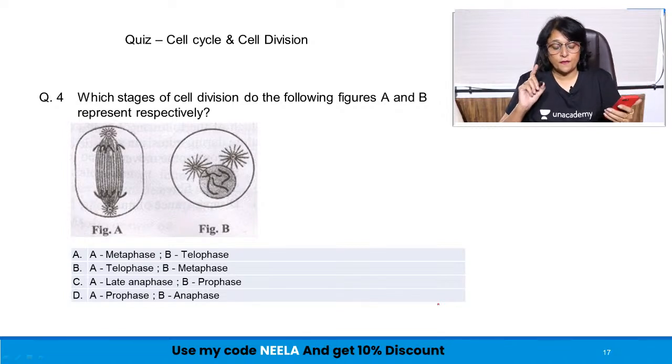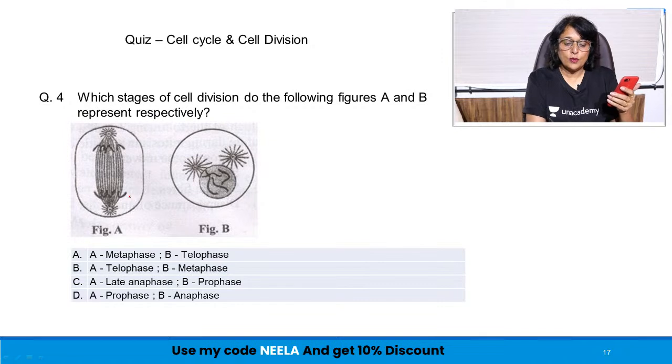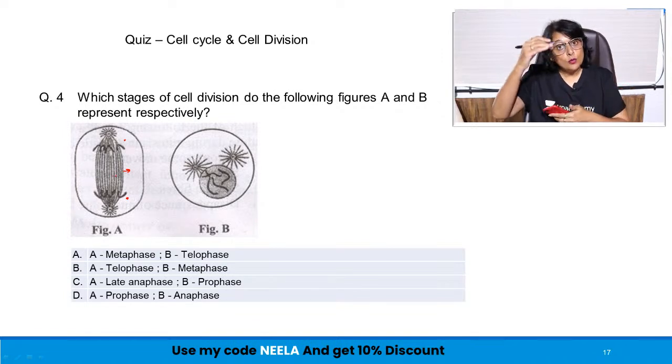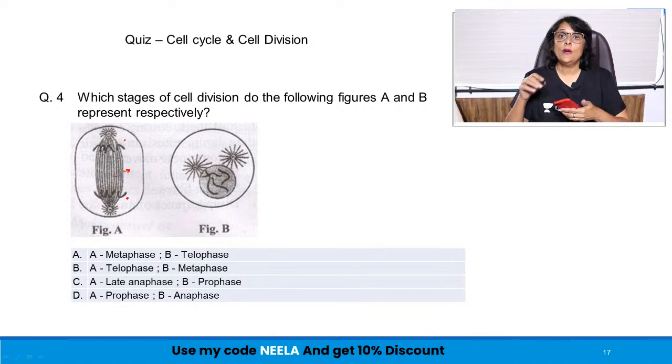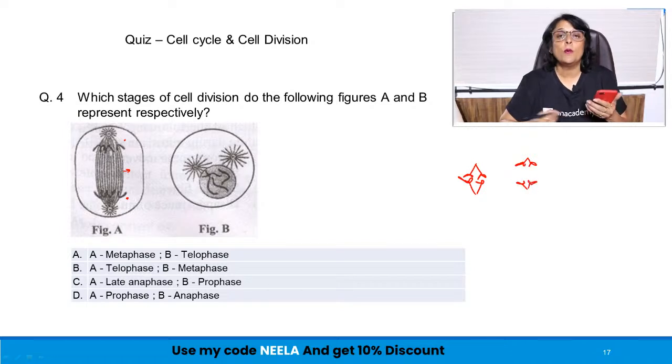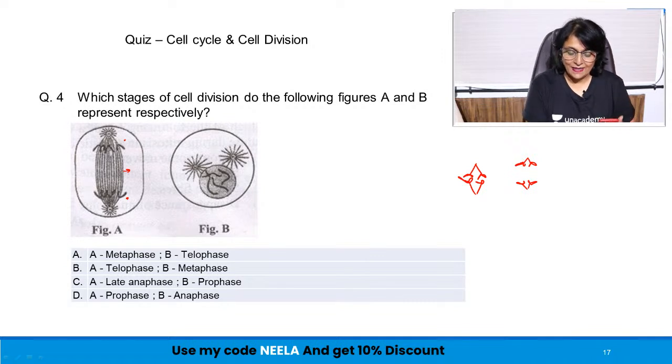See, in the first figure, the chromosomes have moved towards the pole. These fibers which have appeared are actually the interzonal fibers, and this happens in anaphase. The chromosomes have moved very close to the pole, so it is going to be late anaphase, because what we said was, suppose these are the spindle fibers and here are the chromosomes. In early anaphase, the chromosomes are going to be close to each other, and towards the end they will be closer to the poles. So this has to be late anaphase.